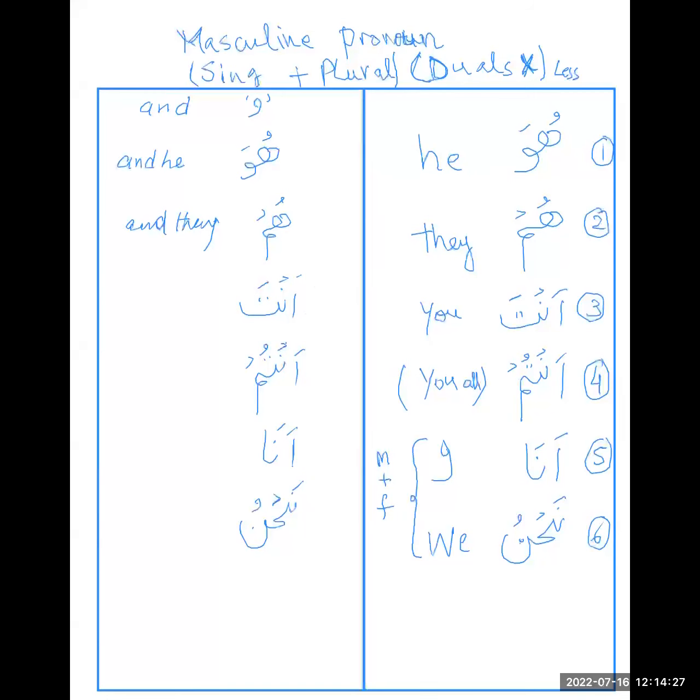Okay, this is lesson 2. And instead of wa, we will learn another particle, which is fa, or preposition, fa. What does fa mean? So, or then. And now, if I attach this fa with any of the pronouns, you would know the meaning, right?